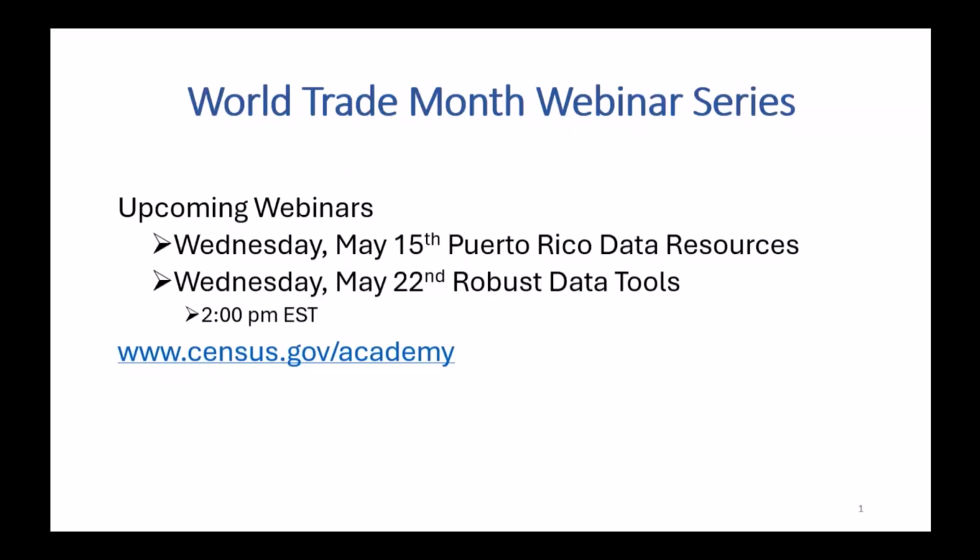In addition, we will offer webinars, as you see here on the slide, May 15th and the 22nd. The next webinar will be titled Puerto Rico Data Resources, in which we will showcase Census new experimental data products that feature monthly business applications for the U.S. territory, as well as some of the International Trade Branch Puerto Rico specific data resources. And to close out our series, the last webinar will be on May 22nd and will feature robust data tools. And we will provide a demonstration on how to navigate the trade tools on our website. For the next 2 Wednesdays at 2 p.m. Eastern Standard Time, we hope you will join us.